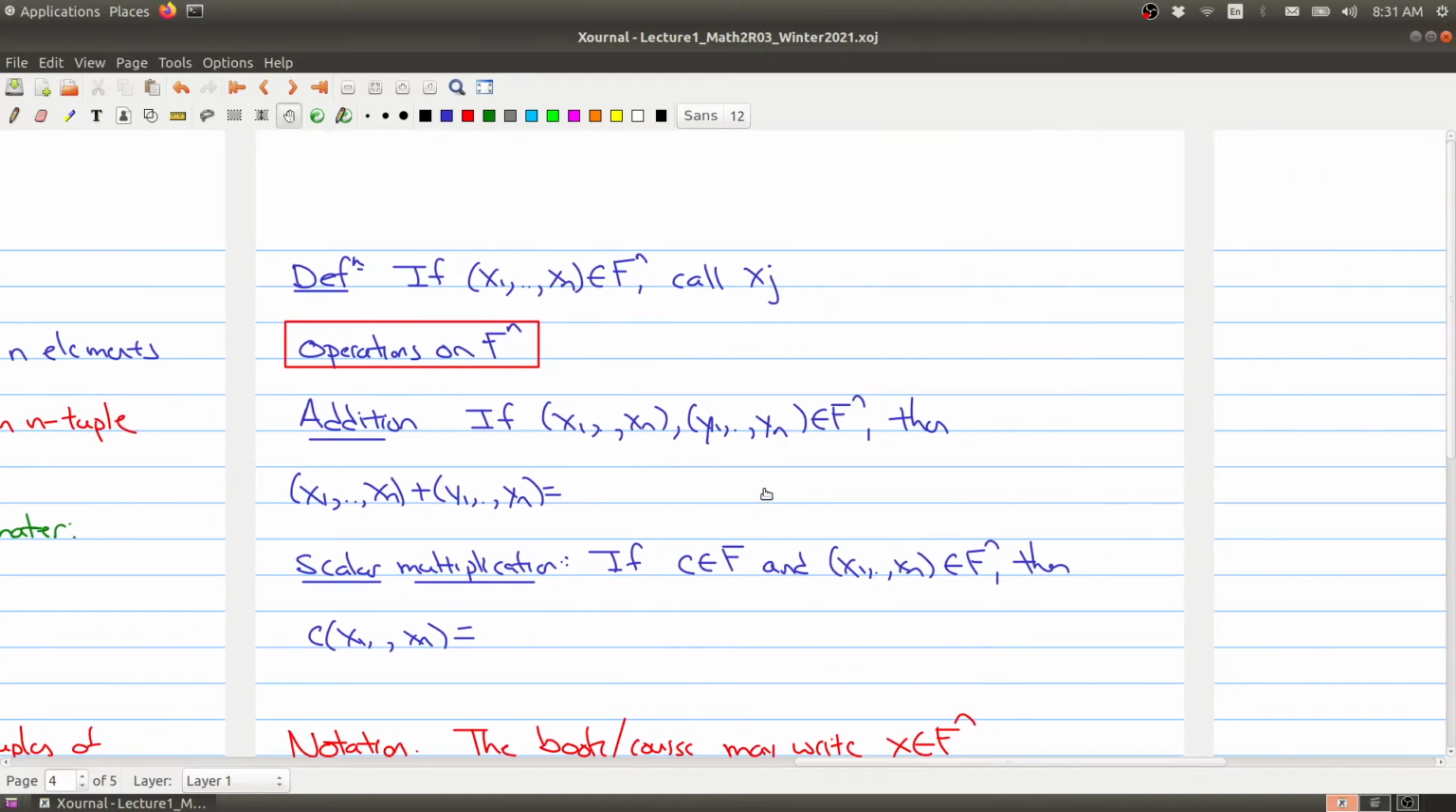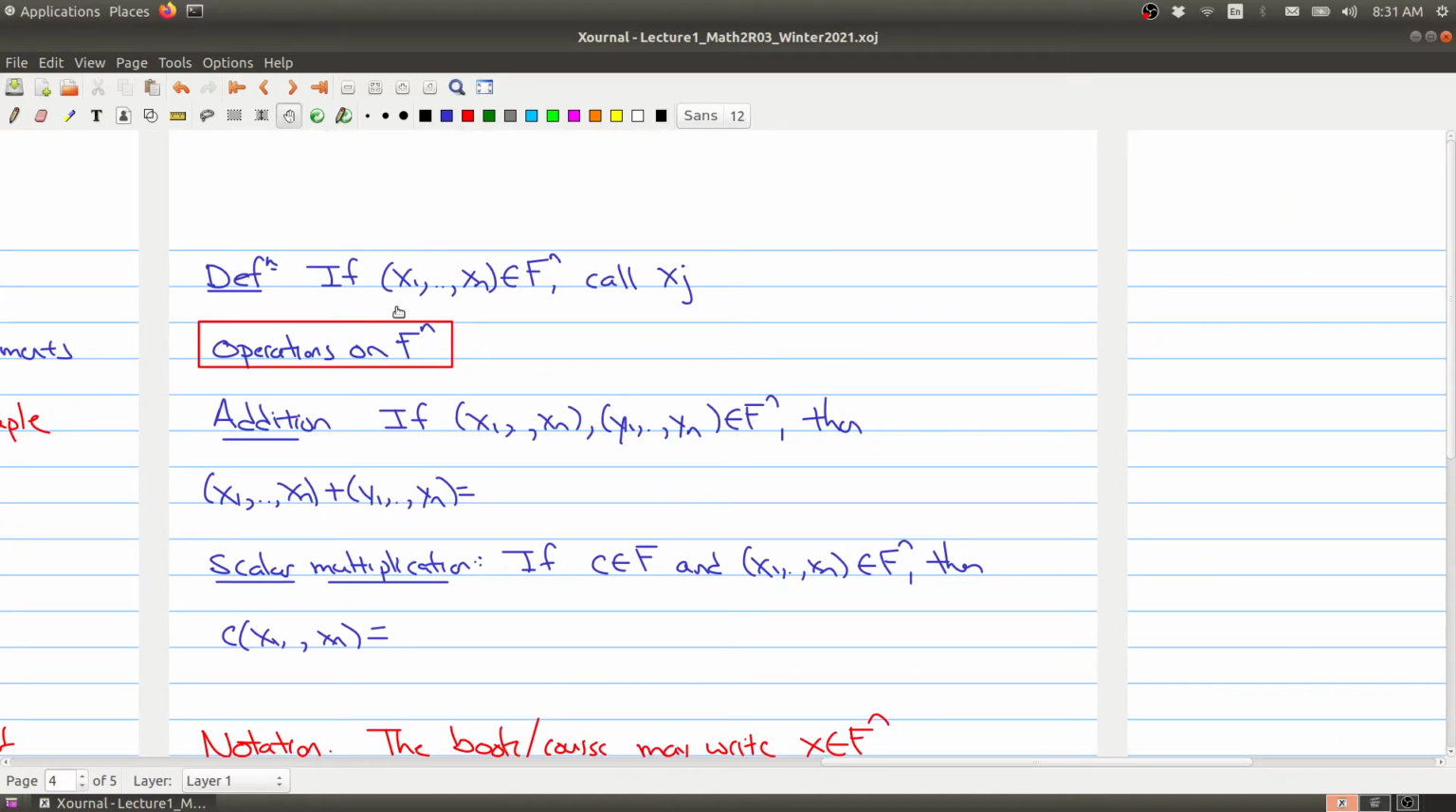And another thing that you want to keep in mind is that when we have a list, we sometimes want to pick out a particular element, and the thing that's in the jth spot, xj, we call the jth coordinate. So that way we can talk about specific entries in my list. So x1 is the first coordinate, x2 is the second coordinate, and so on.